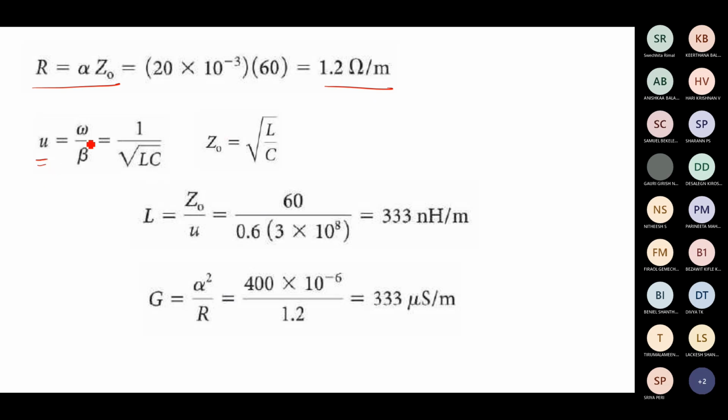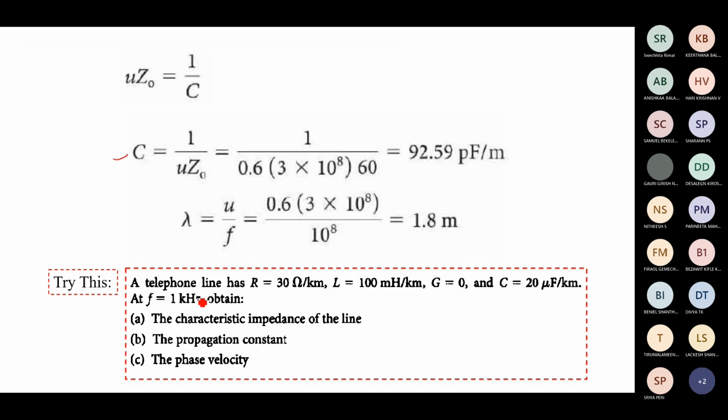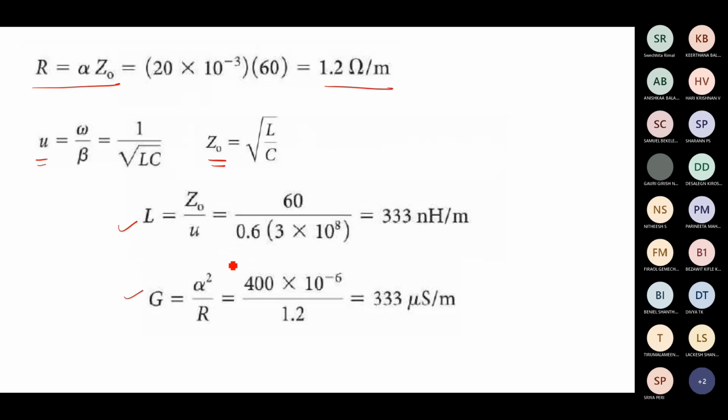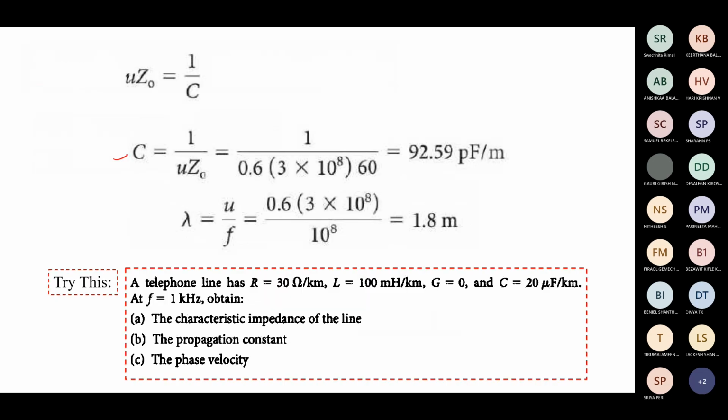Next we are using this u. u is nothing but 2 pi f divided by beta, which is nothing but 1 by root LC, applicable for the distortionless line. Here we can easily compare with Z0. So when you multiply, you will get L, and when you divide, you will get the C value. By the way, R, L, G, C, all the values are calculated. These values are clearly given with all the set of equations. I believe you can easily understand that.